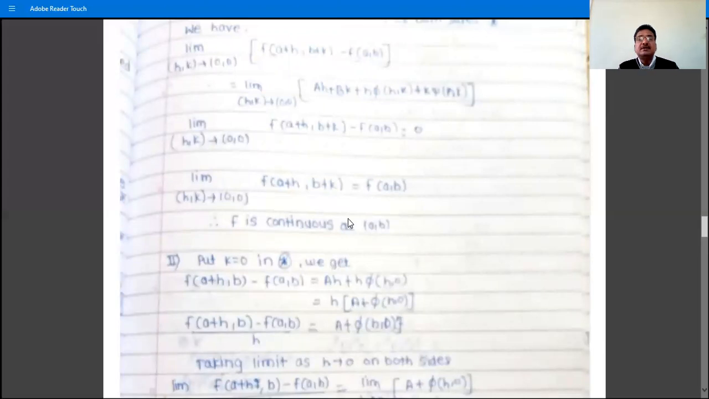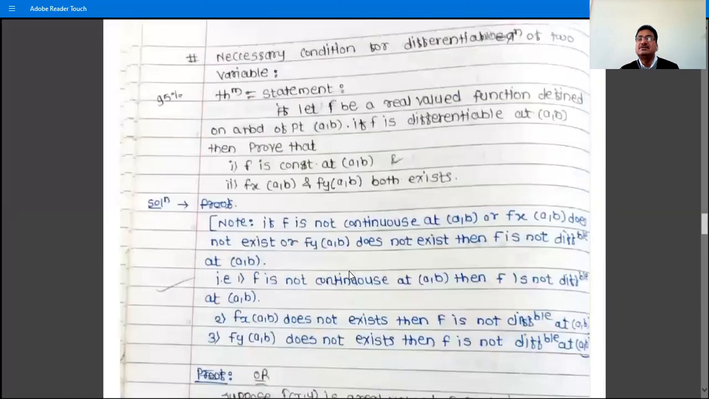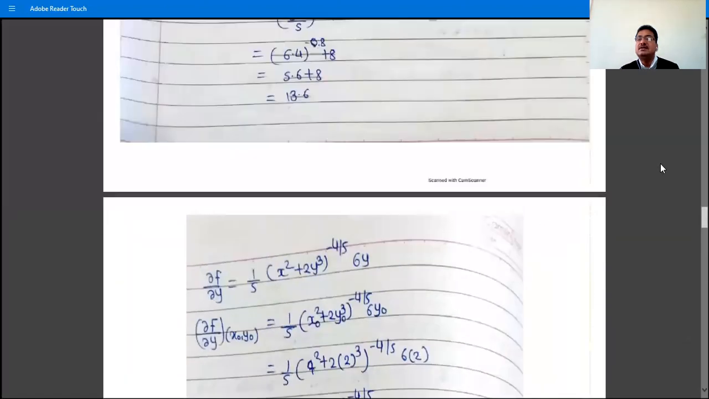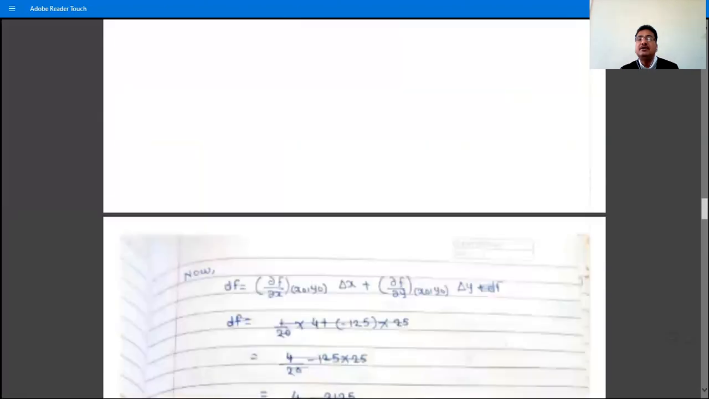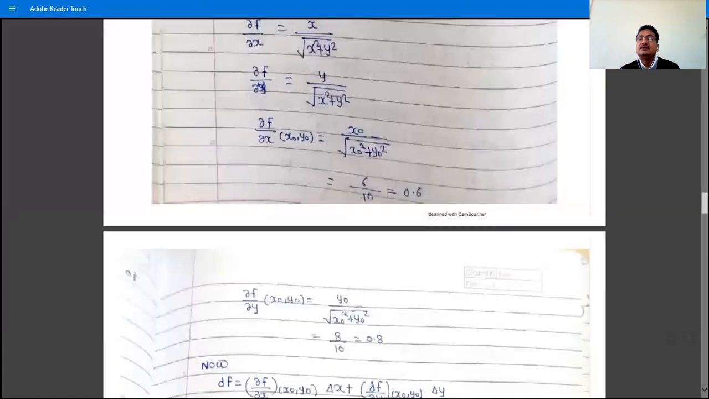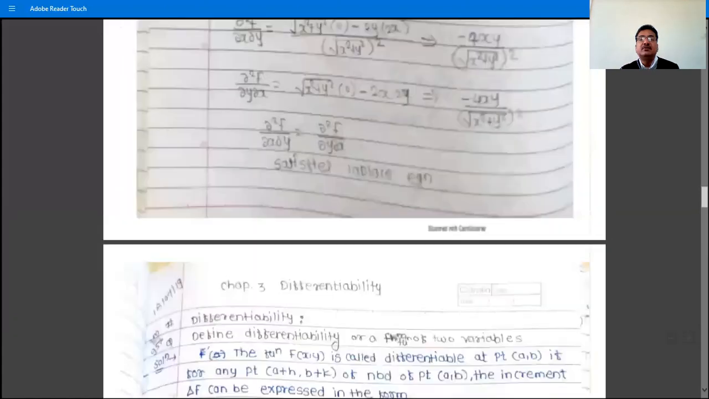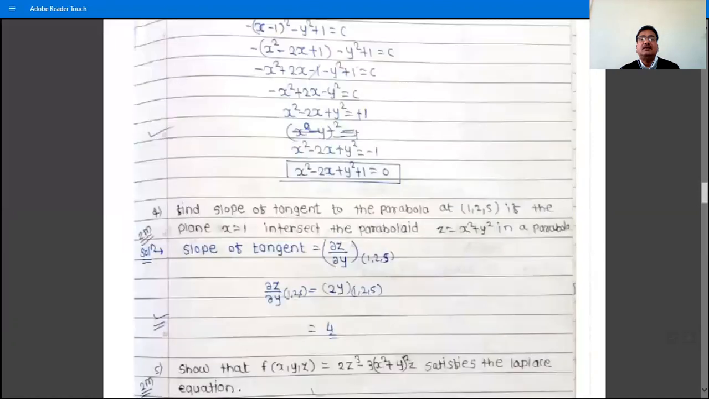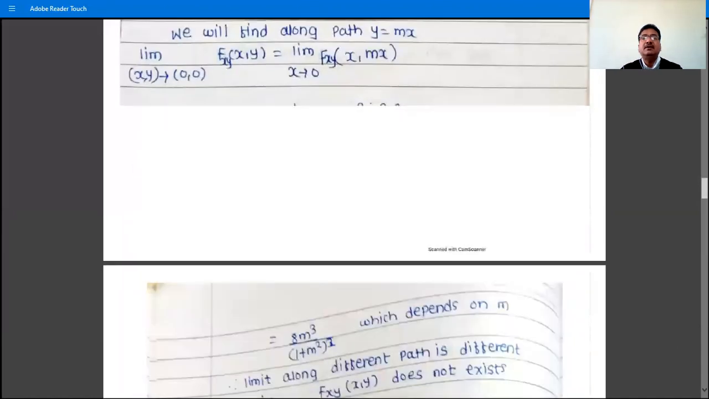And this means the function is continuous at (a,b). What is the definition of f(x,y) being continuous at (a,b)? If the limit as (h,k) tends to (0,0) of f(a+h, b+k) is equal to f(a,b), then the function is continuous. This is from the previous chapter, the definition of continuity. We can write the definition of continuity in two forms. So what is the definition of continuity?